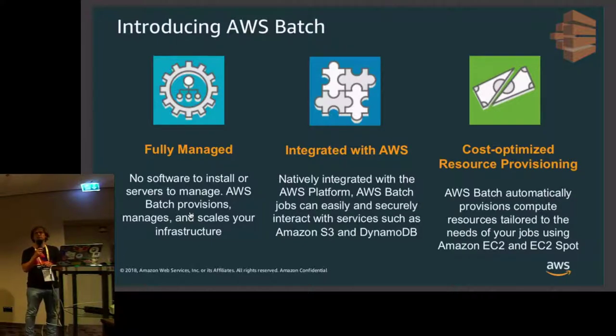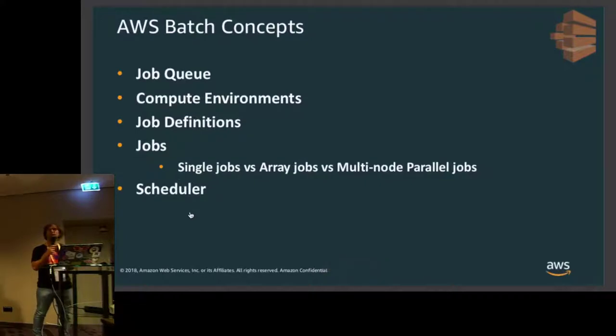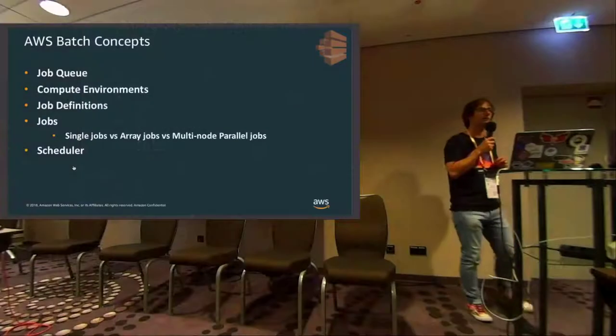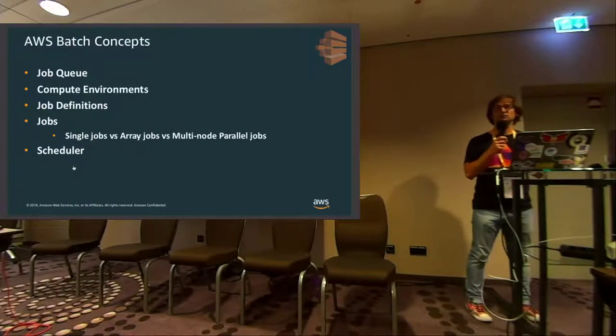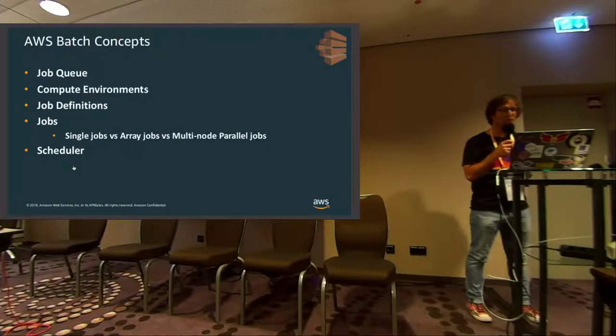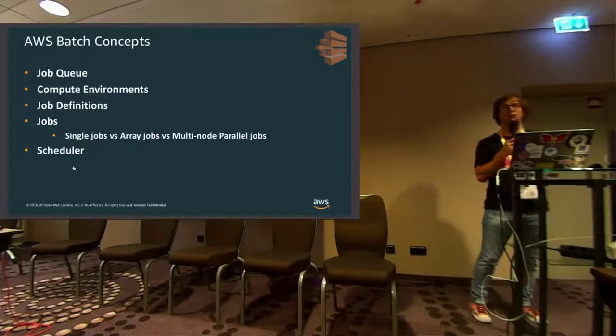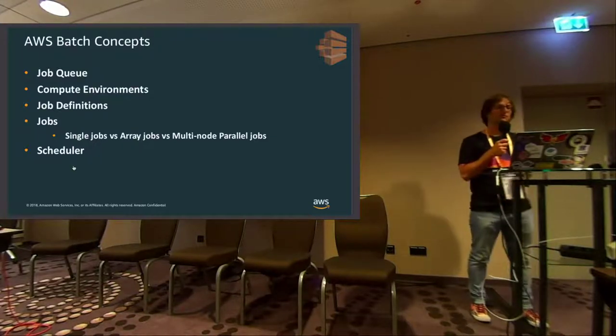So that's what we did. It's pretty much integrated into all of our services, which means that you can handle the roles that you usually use on AWS. You can choose whatever AMIs you want to run the containers on. And let's dig a little bit into the different components that this system exposes. So at the top of it, it just exposes the concept of a job queue, which is pretty similar to what you know about a queue.